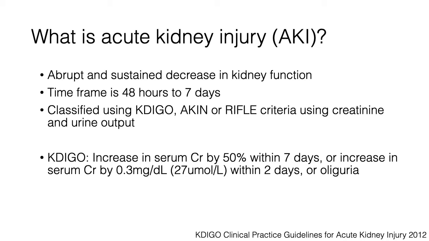There are many ways to define an AKI, and one of these definitions that I'm showing here is from the KDIGO Clinical Practice Guideline on AKIs, which defines an AKI as a serum creatinine increase by 50% within 7 days, or increase of 27 micromoles per liter within 2 days, or new onset oliguria. This definition is fairly intuitive, and usually by the time nephrology is consulted for an AKI, these criteria have been met.